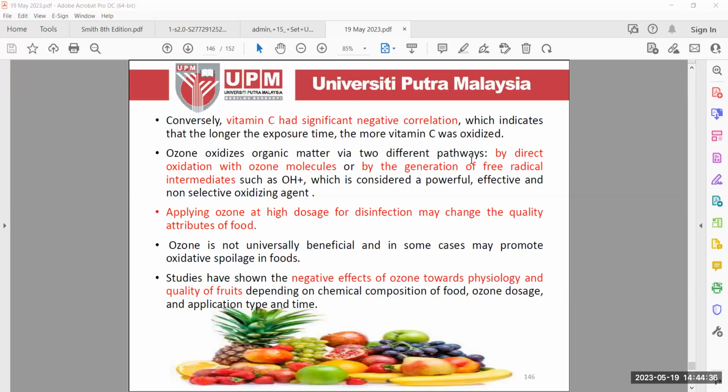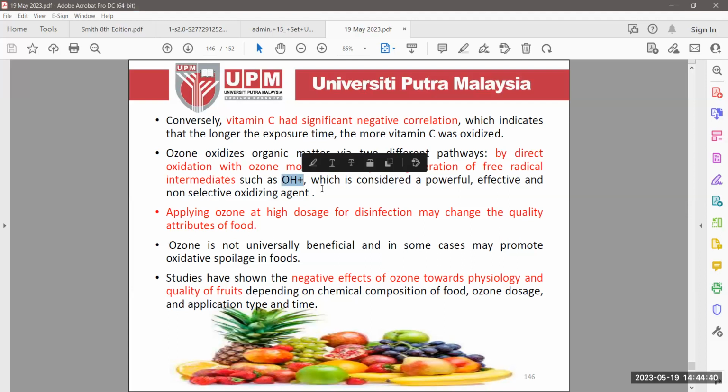That is one of the effects of the peroxide, hydroperoxide. It has a bleaching effect on the skin of the longan fruit. But ozone is not universally beneficial. In some cases, it may promote oxidative spoilage, and this is what I meant just now. On cut fruits, it's not recommended to use ozone, but on fruits that still have their skin, it is recommended.